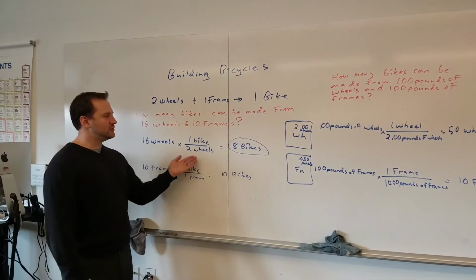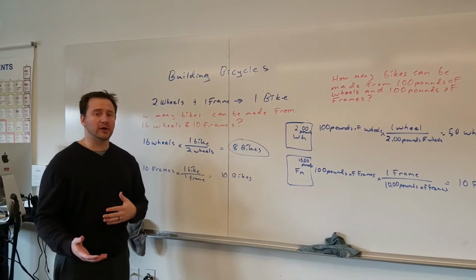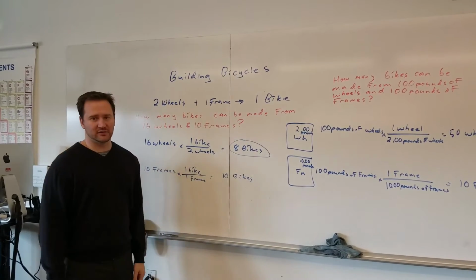So whatever lets you make the least amount of product is considered your limiting reactant. It's going to limit how much product you can make, and then you're going to have left over of whatever the other reactant is, or the excess reactant.